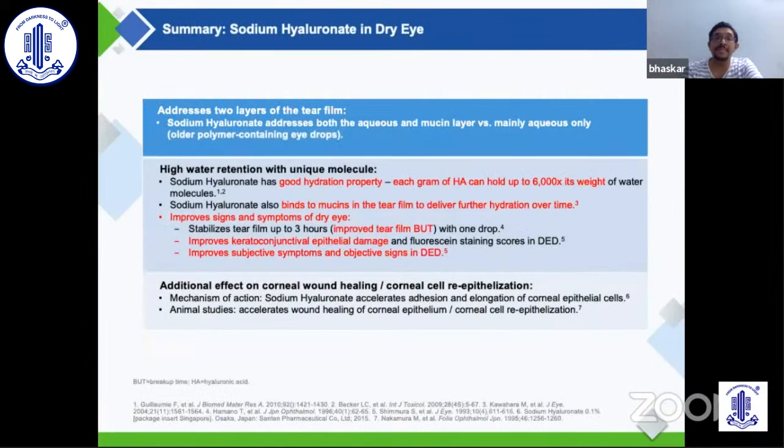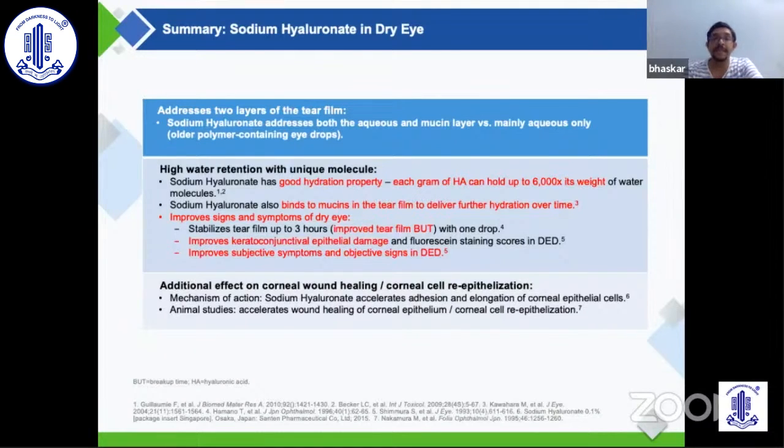So in summary, sodium hyaluronate addresses the aqueous phase of the tears because it acts as a lubricant. It holds on to the tears, almost 6,000 times its molecular weight. It also attaches to the mucin, stabilizing the tear film on the ocular surface. It helps faster epithelialization of the ocular surface, and it stabilizes the epithelial alterations in patients with dry eye, thus it improves the epithelial damage, and it improves both the subjective and objective signs of patients who have dry eye disease.